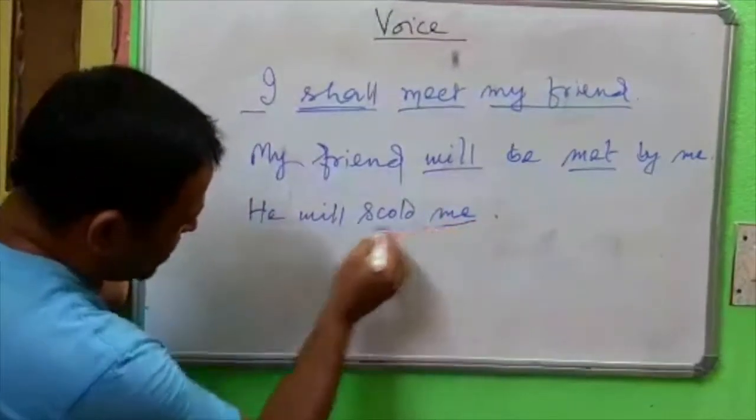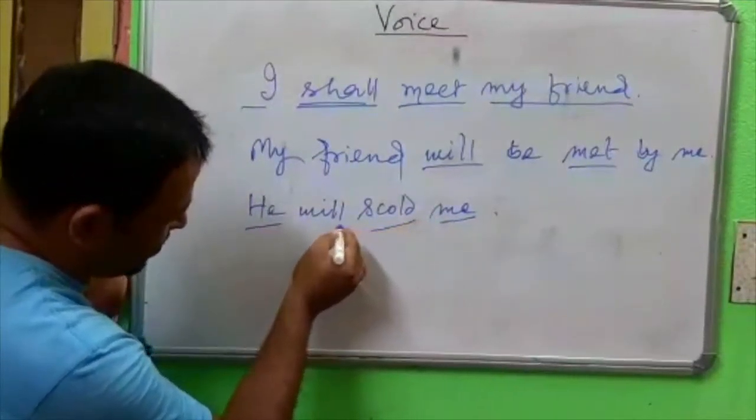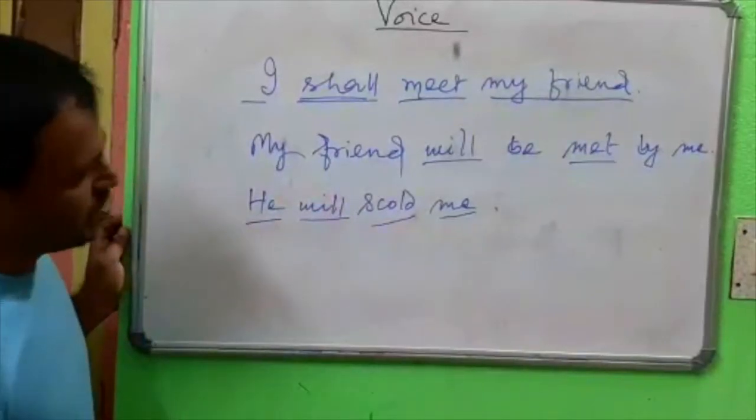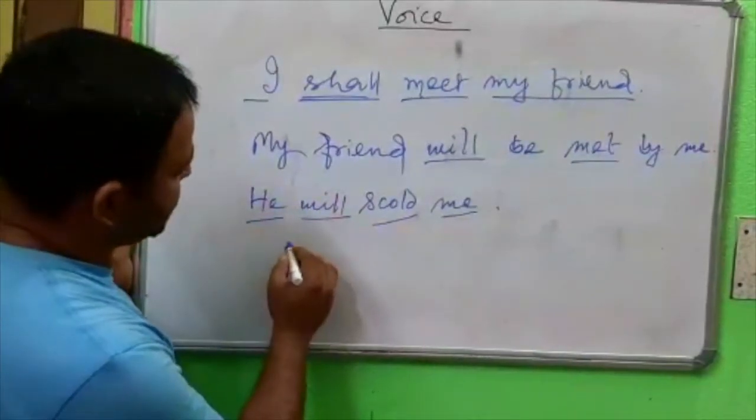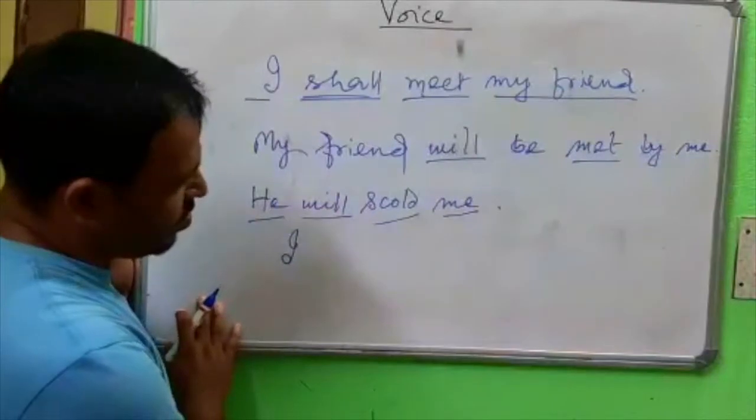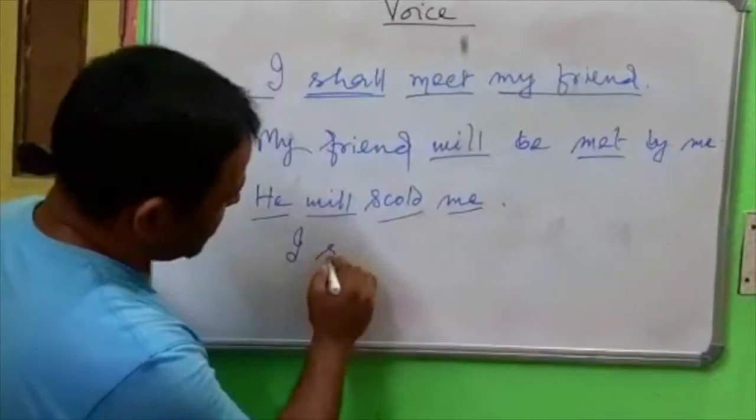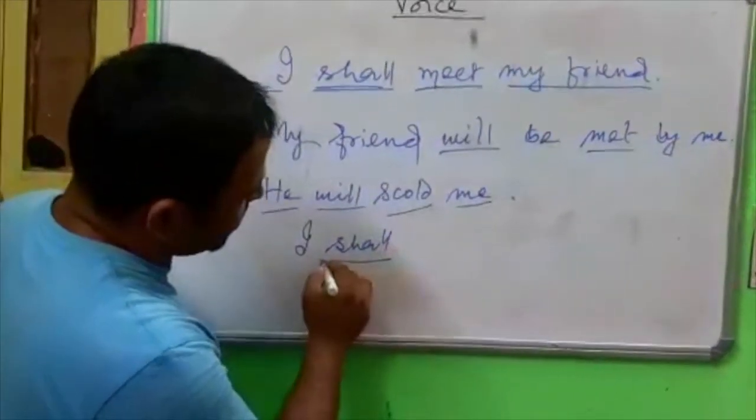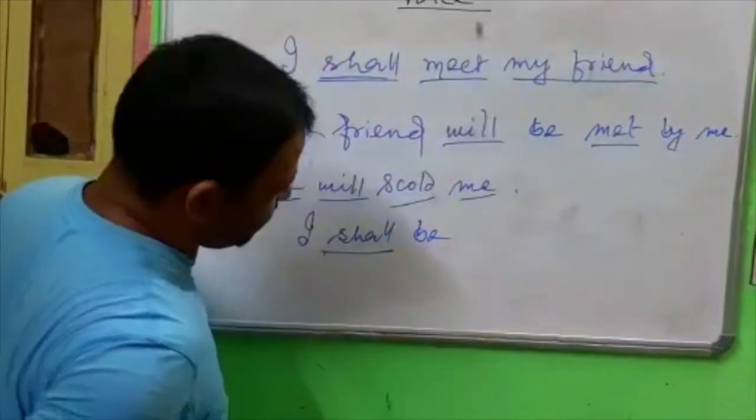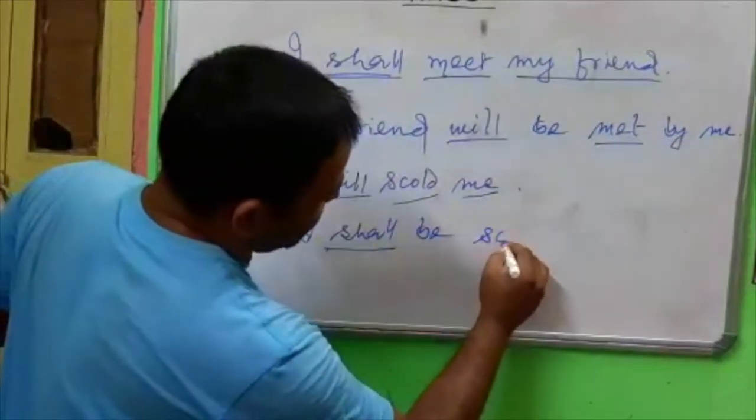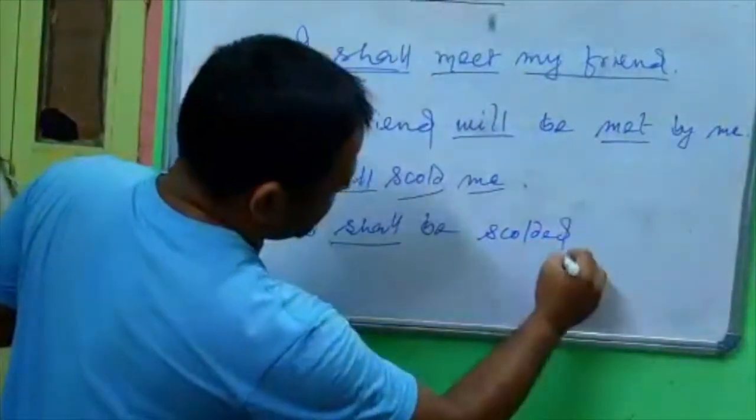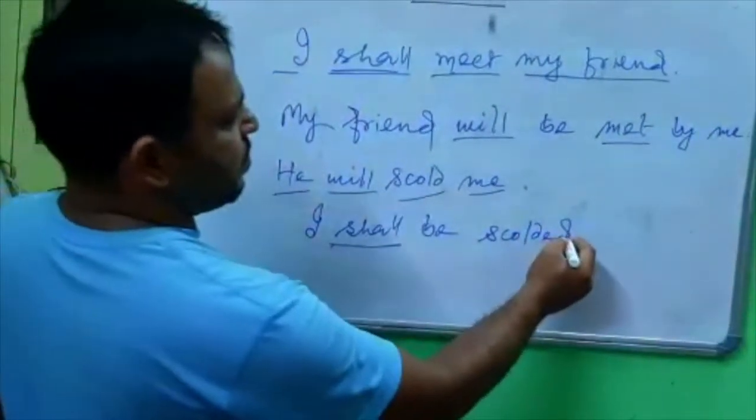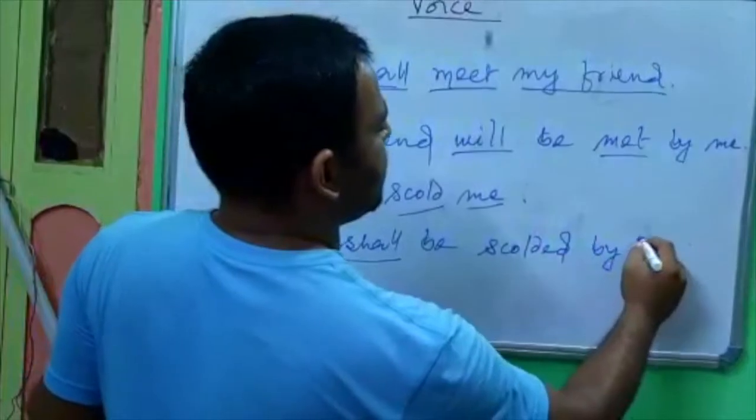Me is the object, he is the subject, scold is the finite verb, will is the modal auxiliary for future tense. So, I would be the subject, shall would be the modal auxiliary, be is the verb for passive voice, and the finite verb would be scolded in past participle form, by him.